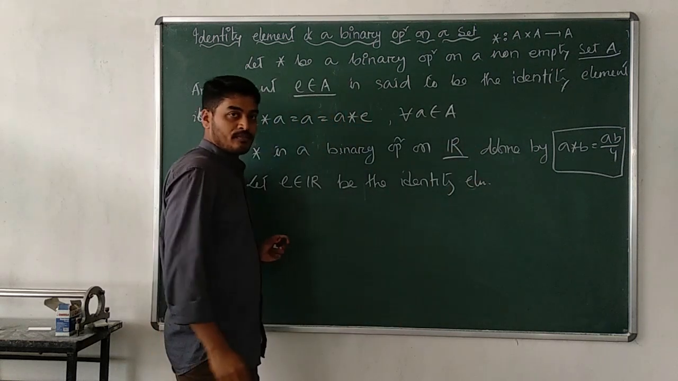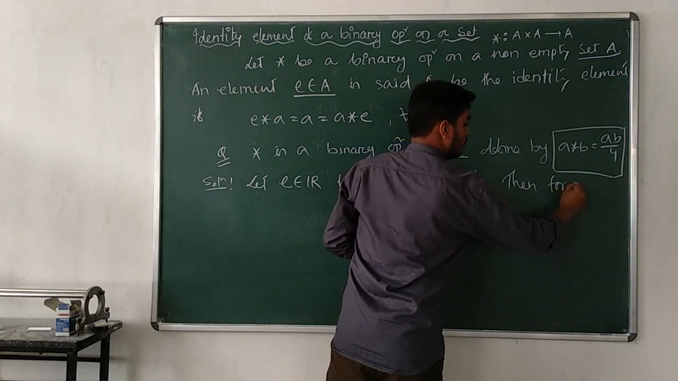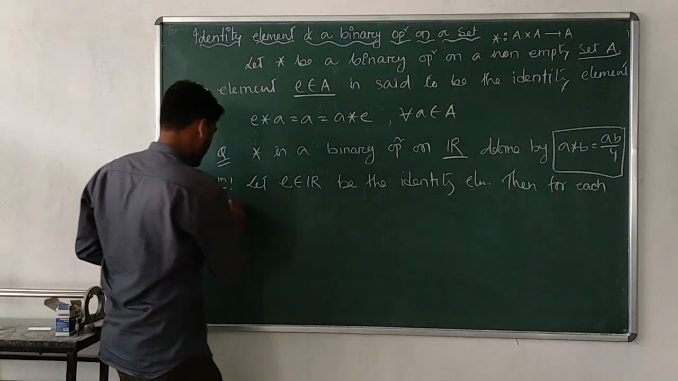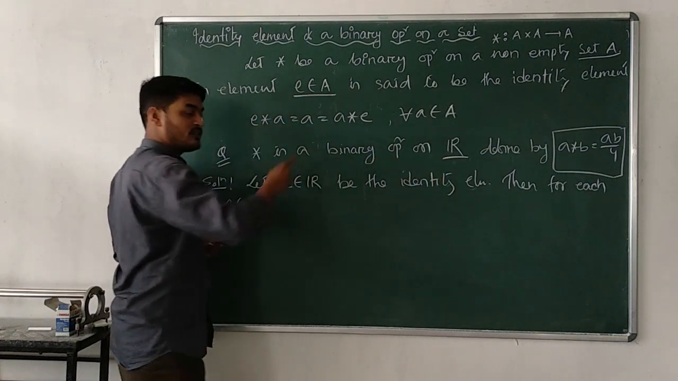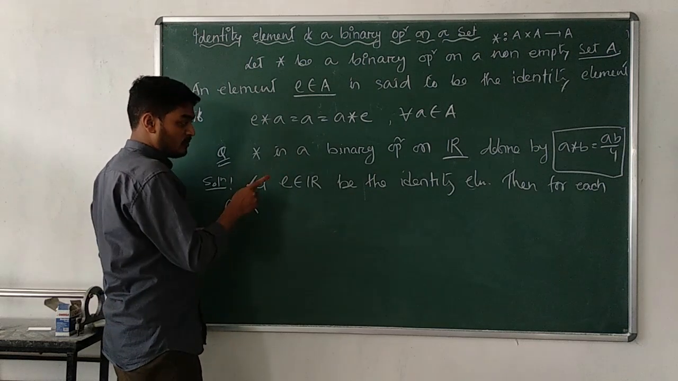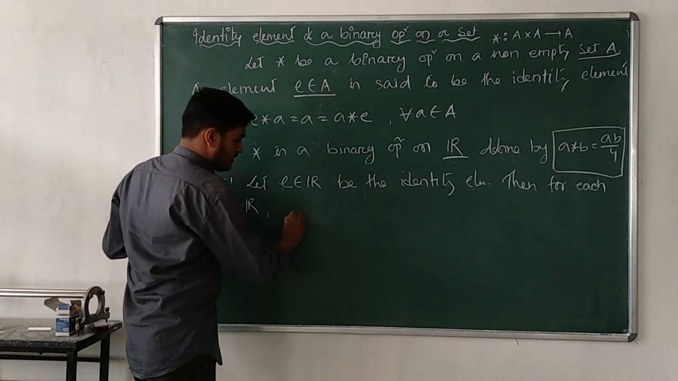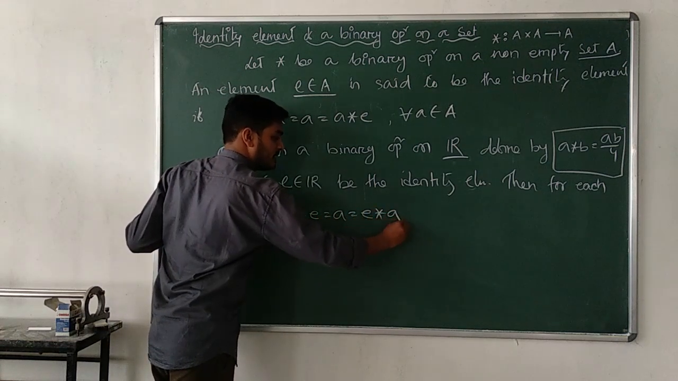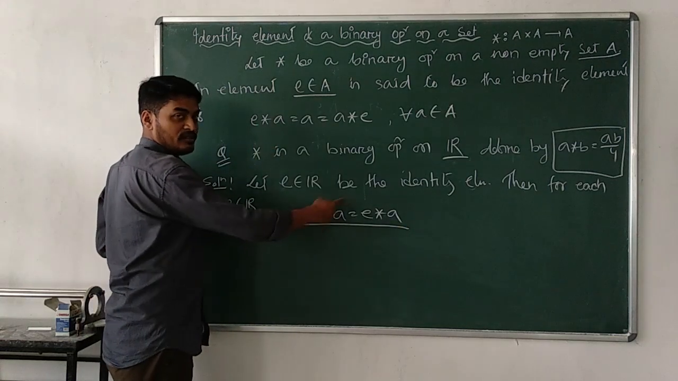Identity element. Then for each A belongs to real number, as the binary operation is defined on R, E and A should belong to R. Then if E is the identity element, for each A belongs to R, A star E equal to E star A, am I correct? This condition should satisfy. A star E equal to A.